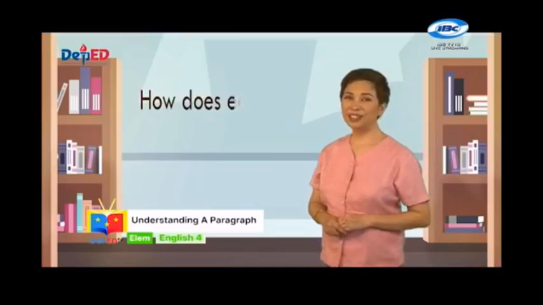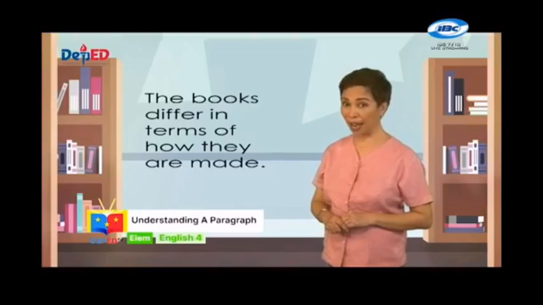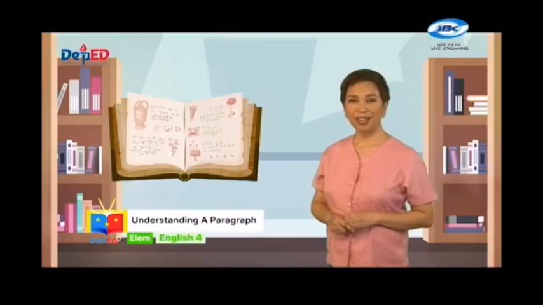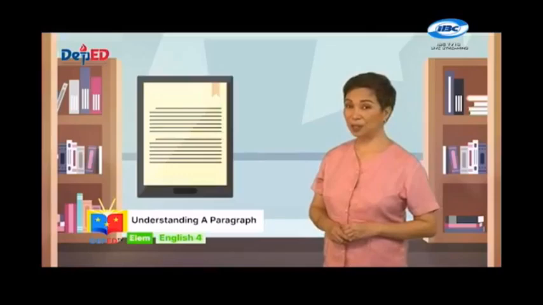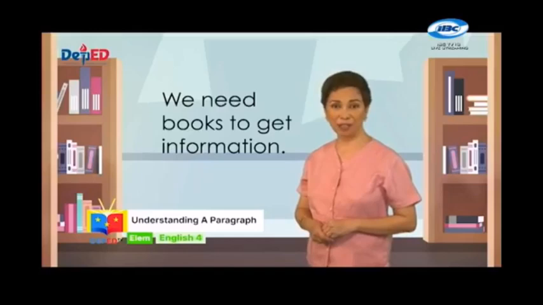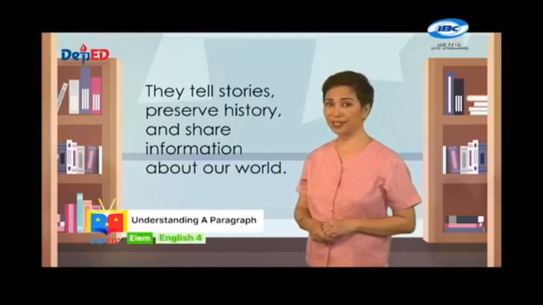These books differ in terms of how they are made. The ancient scrolls are made out of the papyrus plant. Codices are made up of parchment papers bound with wooden covers. The books that we have today are printed by machines. And e-books are made electronically and you can read them on gadgets. Question number 4. Why do we need books? We need books simply to get information that we need. As mentioned in the first paragraph, they tell stories, preserve history, and share information about our world.